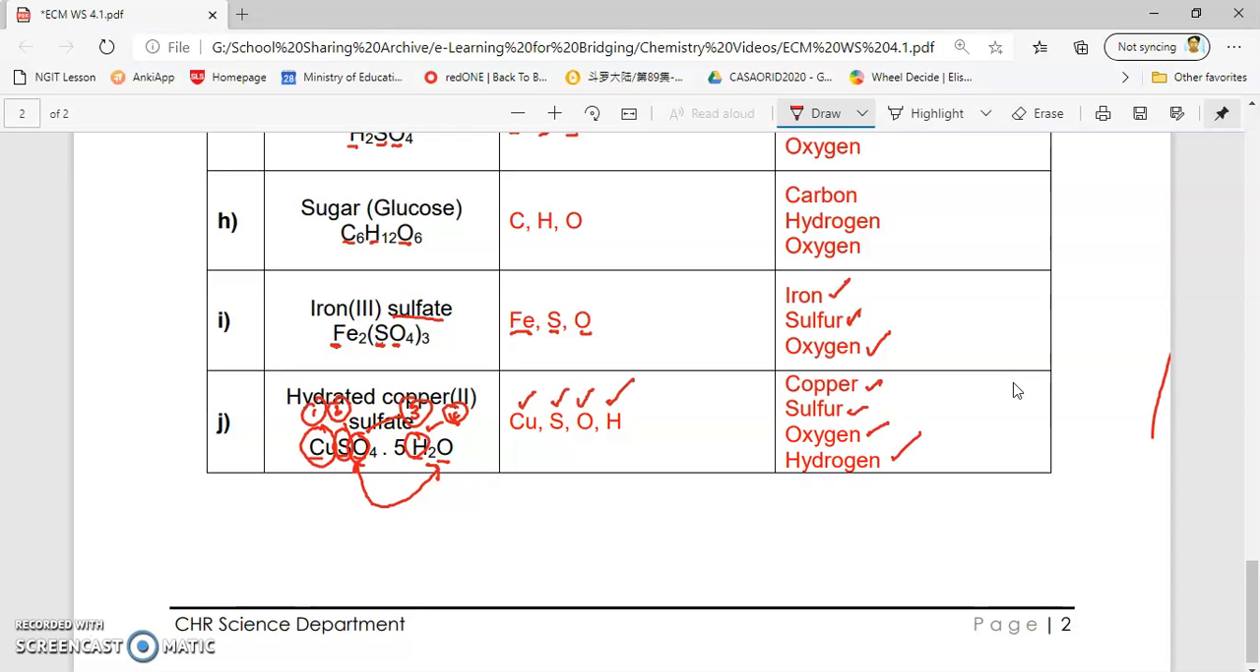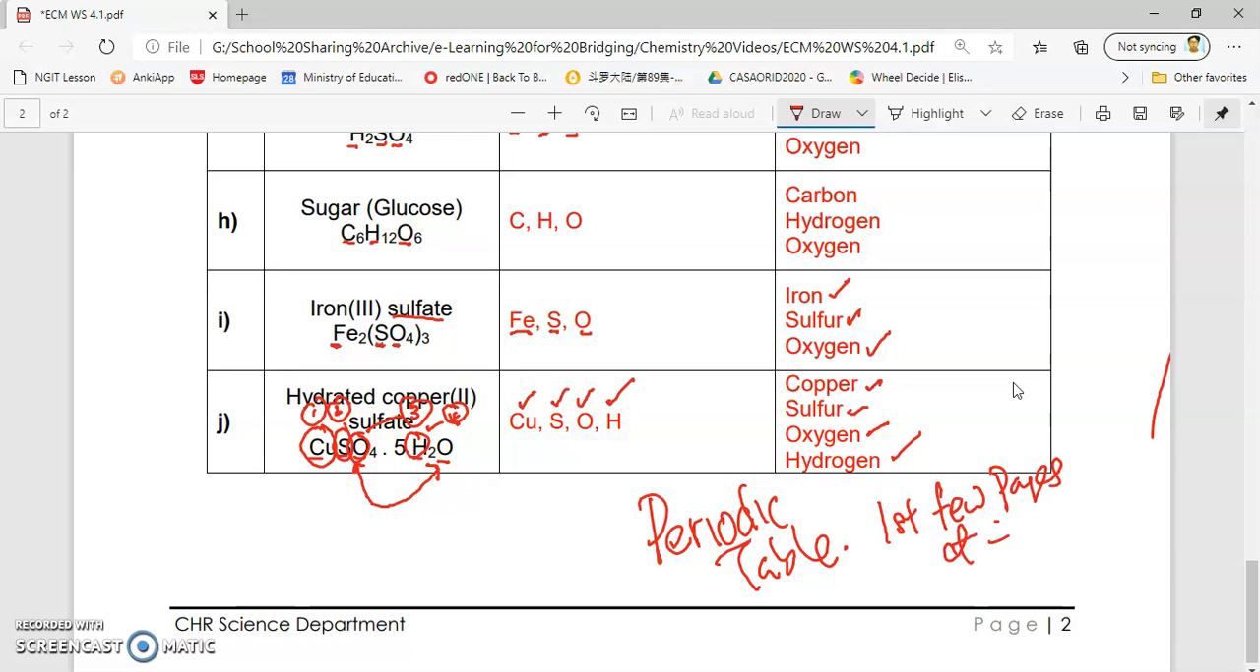So how do I know what elements they are? Remember, the keyword is refer to the periodic table. It can be found on the first few pages of your textbook. Do take note, you don't need to memorize the periodic table. It will normally be given to you in the test and exam papers. So that's why the key idea is not to memorize, but to familiarize. You need to know where the elements are in the periodic table. Okay, so that's for worksheet 4.1.